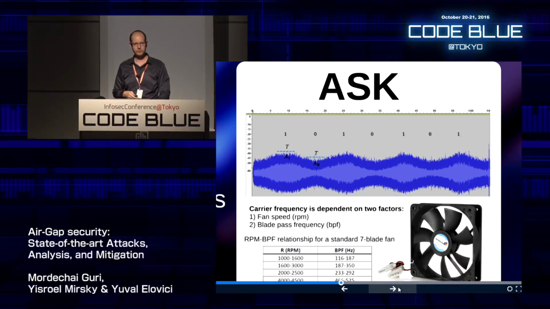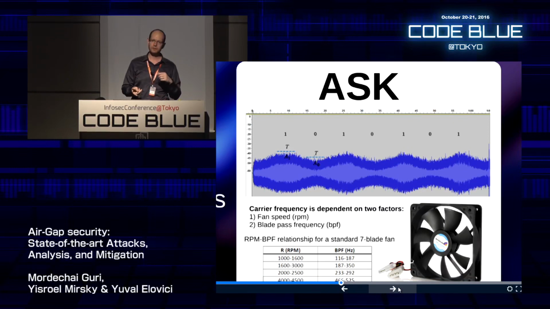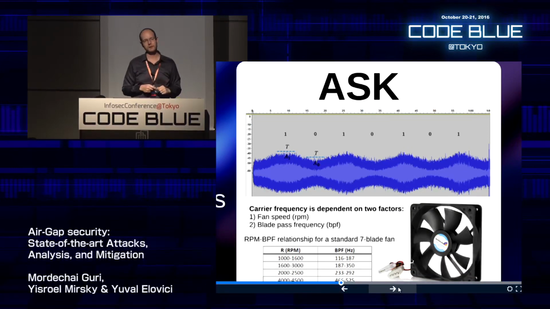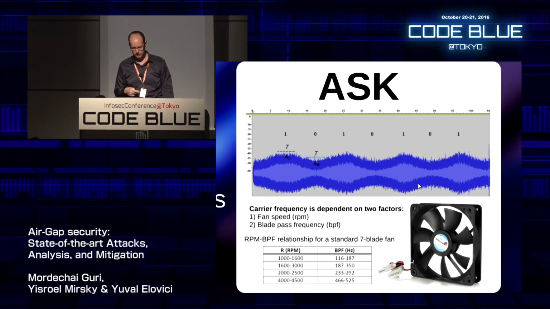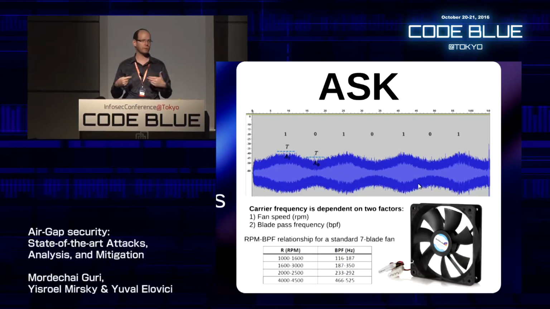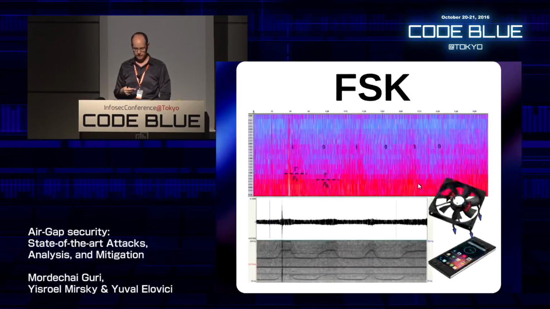One is ASK, amplitude shift keying, a very basic communication protocol where if you raise the power of the signal, that means it's a 1. You lower the power of the signal, it's a 0. We found there were two interesting properties here, the fan speed and the blade pass frequency. Typically, these affect which frequency the channel is emitting on. We also found that most fans have about 7 blades, so the table at the bottom shows the transmission frequencies, the channel that any malware wanting to listen to this kind of channel would have to be listening on, between about 100 hertz and 550 hertz.